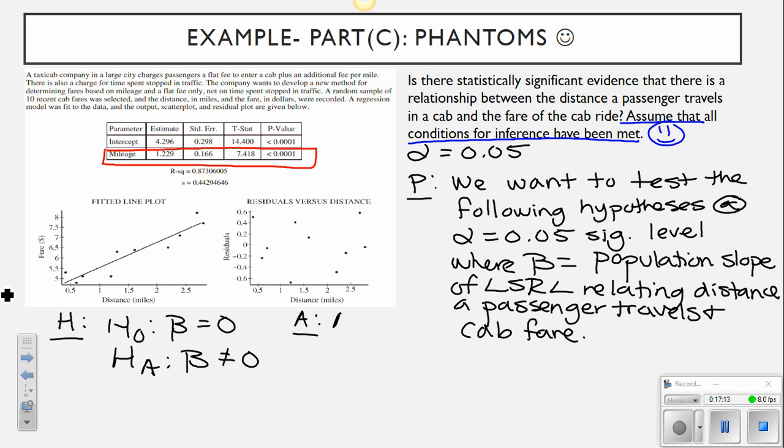Assumptions? All checked and verified. It wouldn't be a problem. But let's say they weren't. What would we look at? What are you looking at for checking? Linear. Is it pretty linear? Is the residual plot pretty scattered? Do we come from a random sample? Good. Pretty good. Good enough. Conditions met.